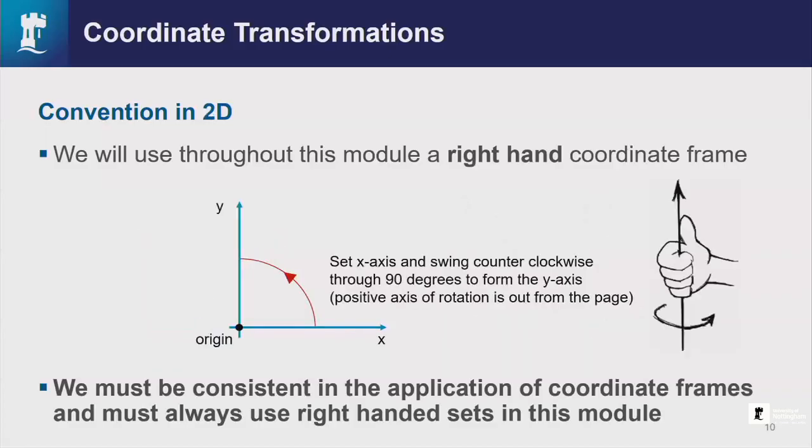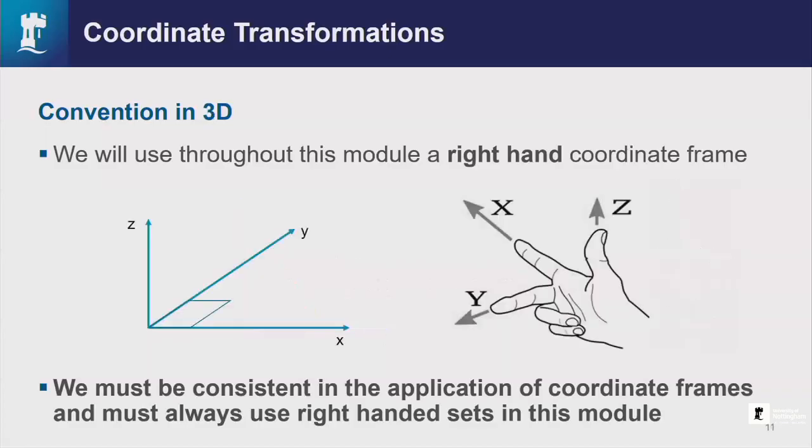So that's the right-hand rule for rotation. We have another rule that we will use throughout this module: the right-hand coordinate frame. You can do this by positioning your fingers: thumb up, forefinger out, and then middle finger orthogonal to both of those, and that will define your x, y, and z axes.